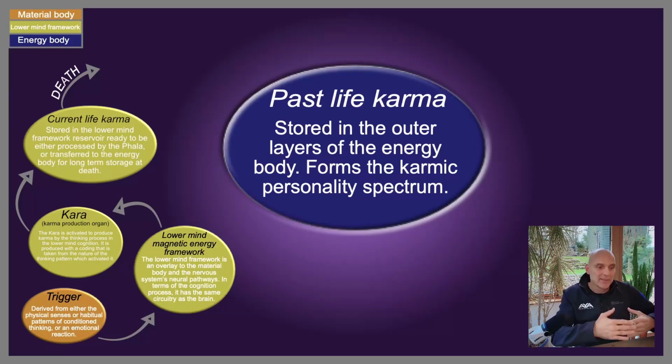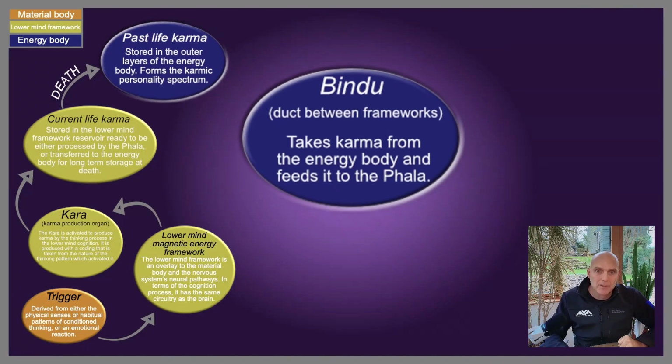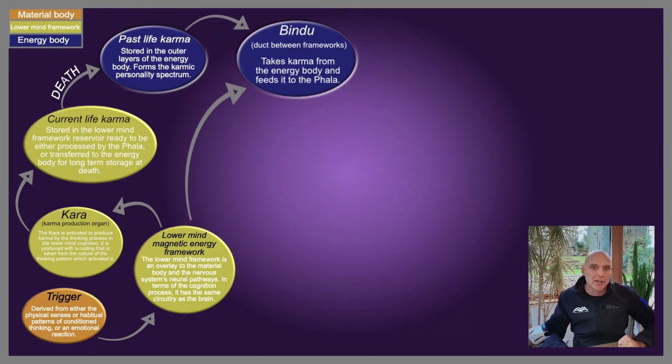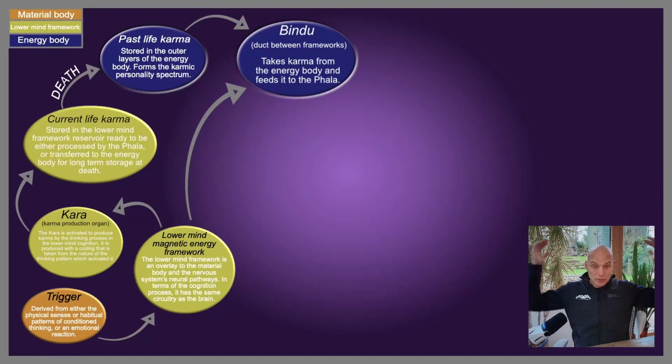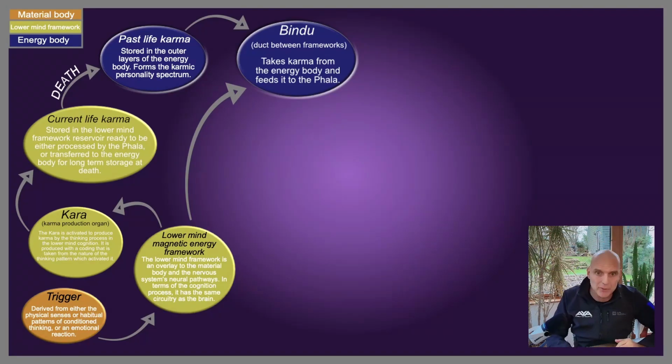So after death, there is a transfer process from the karma from the lower mind storage to the energy body storage in the skin of the energy body. And then, of course, that becomes past life karma. Now, when we're burning karma, it comes through the bindu. The past life karmas come through the bindu, which I've just shown you on the diagram. So all that past life karma that's stored in the outside layers of the energy body all get funneled through the bindu and into the lower mind for processing.